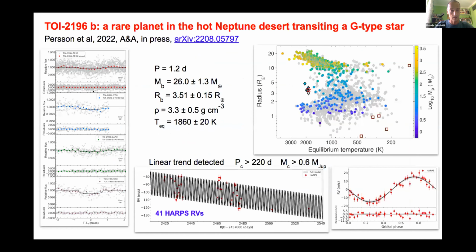So, some highlights. One result that we published recently, in a paper led by Karina Persson, is TOI 2196, a USP planet with a period of 1.2 days, so almost a USP planet. It is a hot Neptune in the hot Neptune desert, and it's pretty massive. Intriguingly, we found a clear linear trend that is consistent with another massive companion. This star is currently under observation with HARPS to pin down the Keplerian orbit of the outer companion.